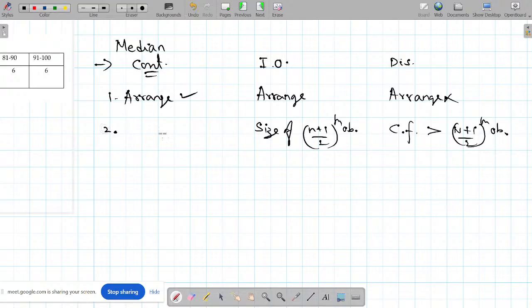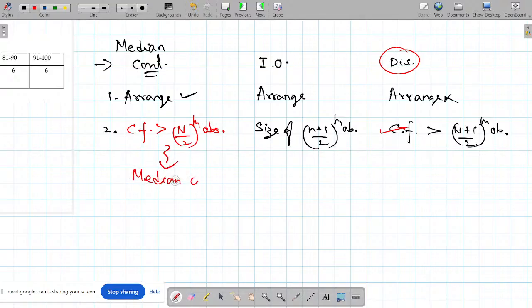Second step, same as you did in discrete. What's the second step? We will find the CF greater than not n plus 1, instead n by 2 observation. By using this, we will not find the median value. Instead, we will find something called the median class interval. That will be called the median class.